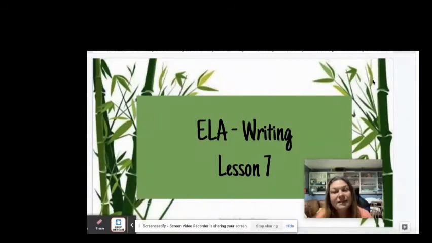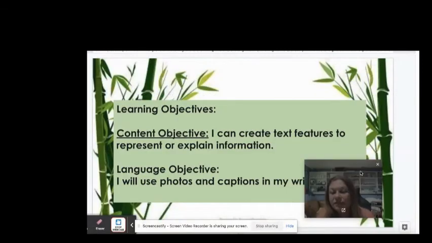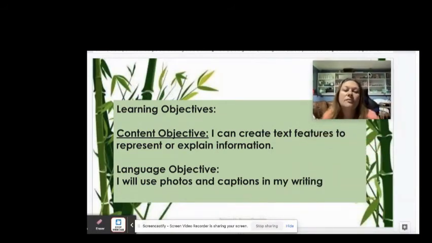Welcome to our writing lesson number 7. All right, boys and girls, I hope you're ready. I hope you took your break. You finished your reading, that you completed the KWL chart, and that you're ready for some writing. So today's learning objectives are: I can create text features to represent or explain information. And your language objective is: I will use photos and captions in my writing.